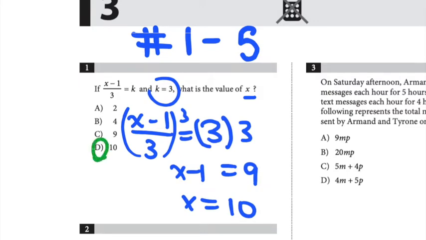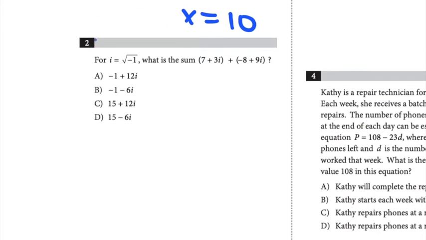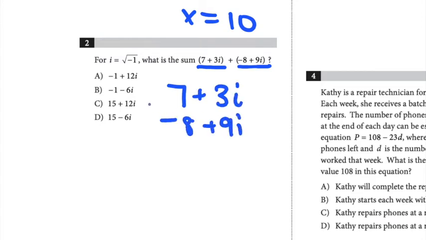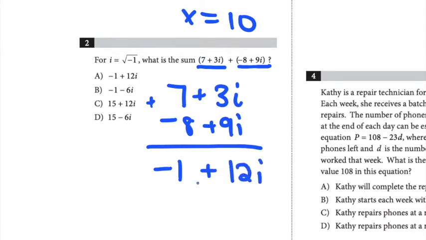Okay, moving on. Question number 2. If i is equal to the square root of negative 1, what is the sum of 7 plus 3i plus negative 8 plus 9i? So I'll write this out here. Negative 8 plus 9i, and then we're adding these two, so basically the signs will stay the same, right? Here we're left with 7 minus 8, we get negative 1, and then we do 9 plus 3, and we get 12i. So our answer here is going to be answer choice A. We circle that, and we move forward.